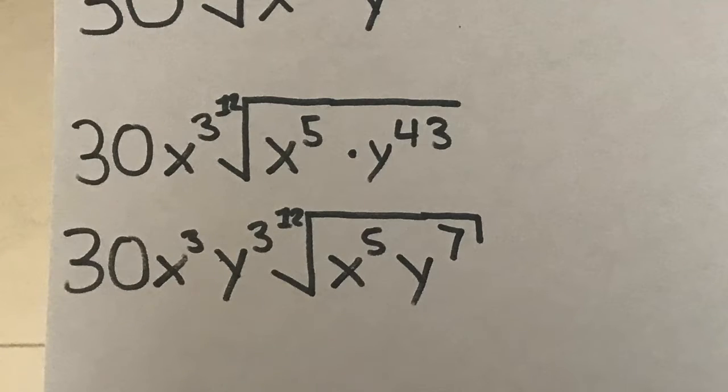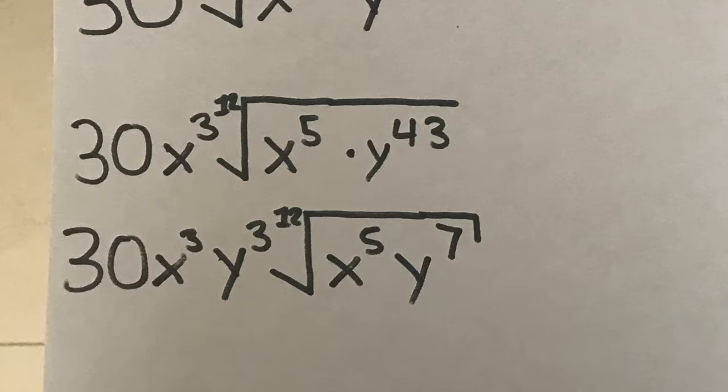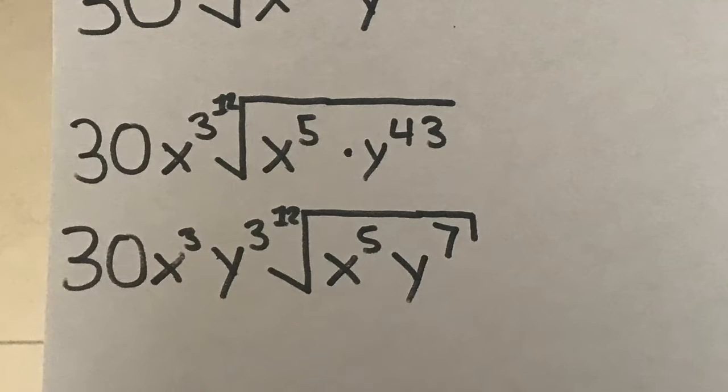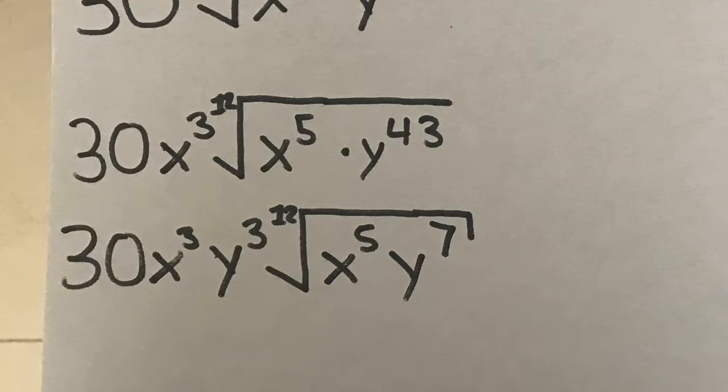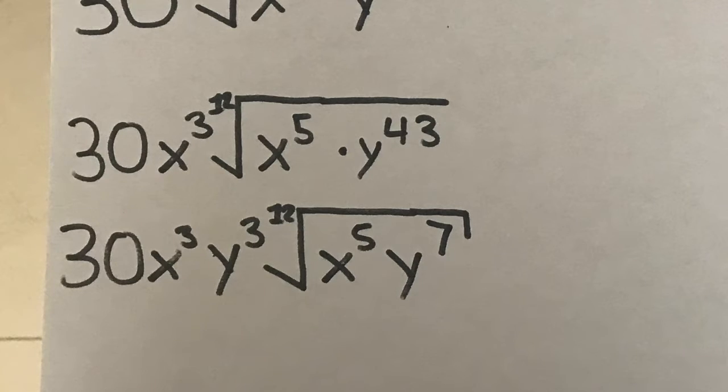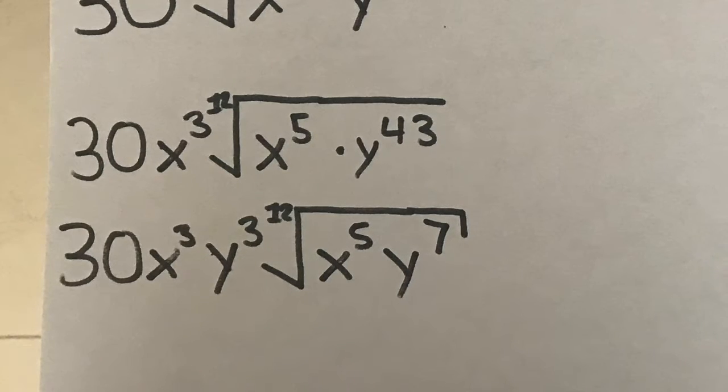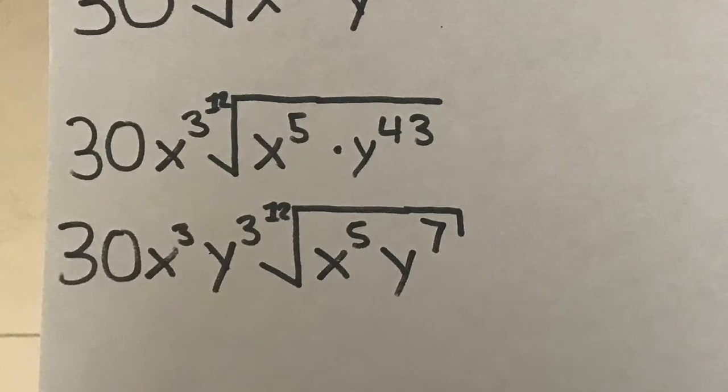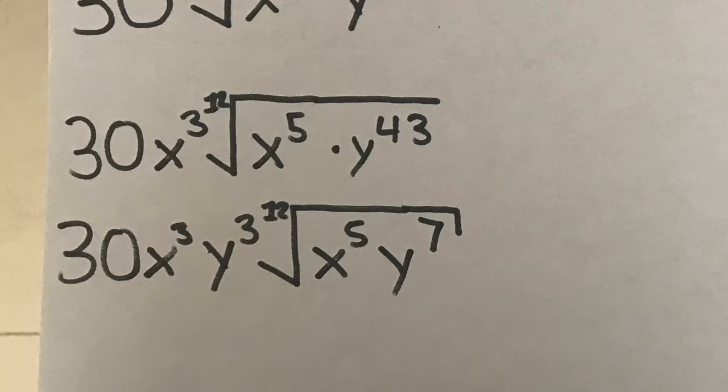The next step is to take as much as we can outside of the radical. So we can get 3 x's out of the radical and 3 y's out of the radical, leaving us with the answer 30 x to the third y to the third, root of 12 x to the fifth y to the seventh.